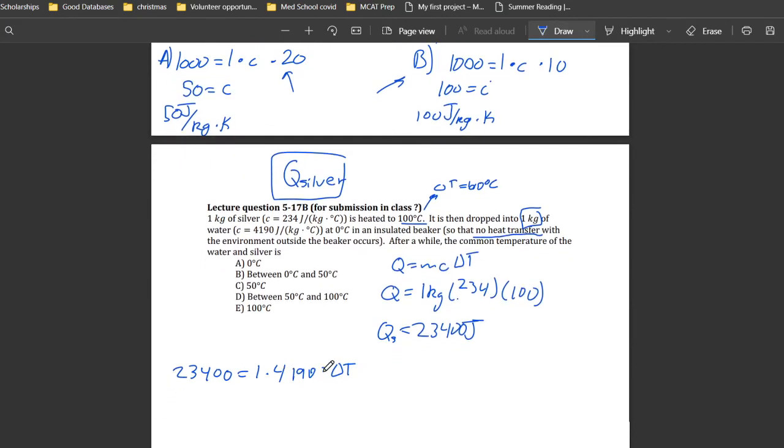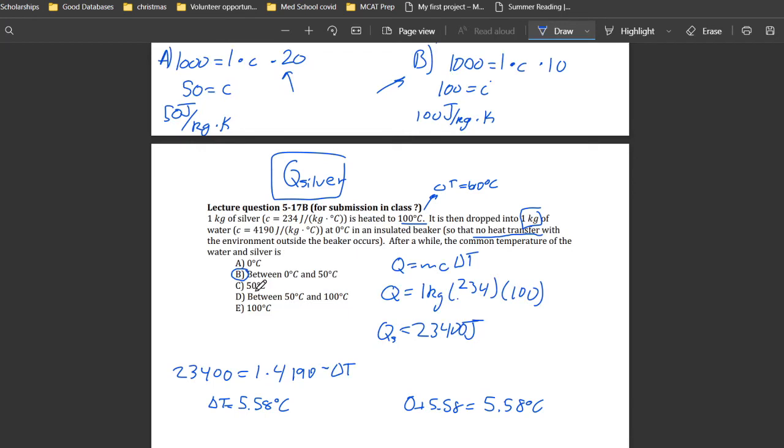So solving for delta T, we get that 23,400 divided by 4,190 is equal to 5.58 degrees Celsius. So the delta T of water would be an increase of 5.58 degrees Celsius from 0. So 0 plus 5.58 is equal to 5.58 degrees Celsius, meaning that B is the answer.